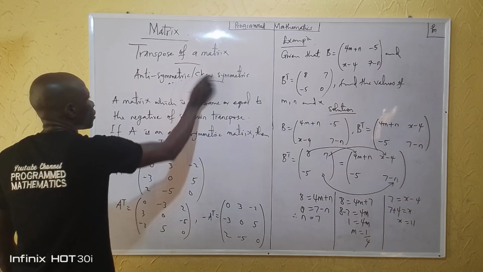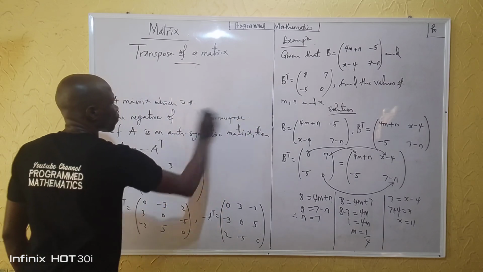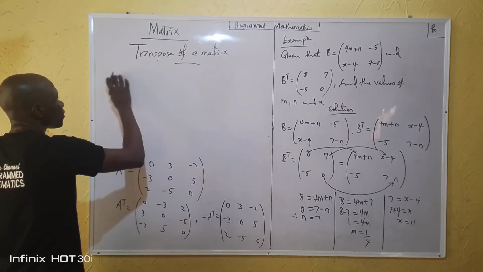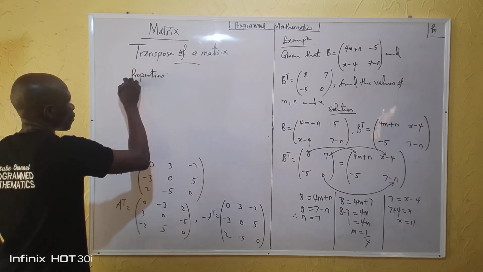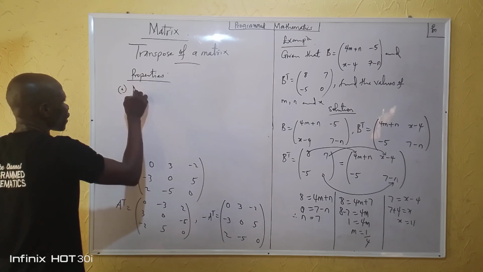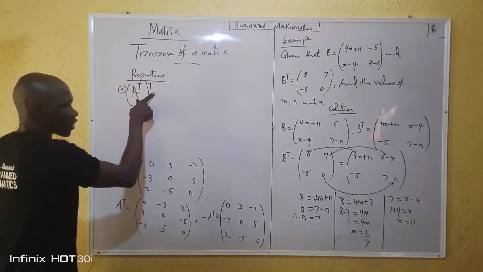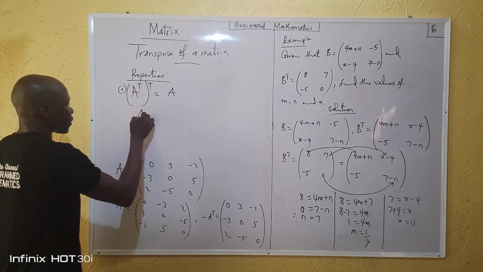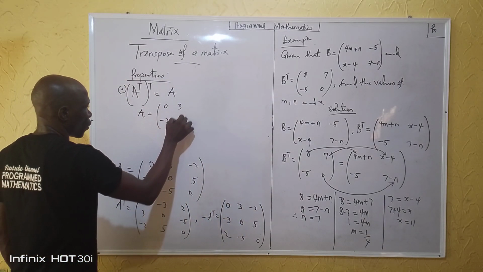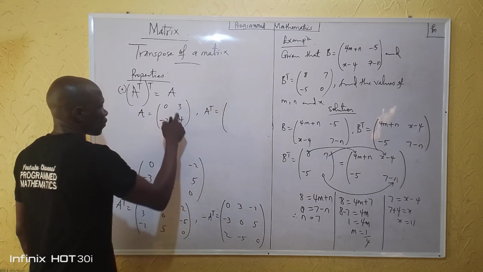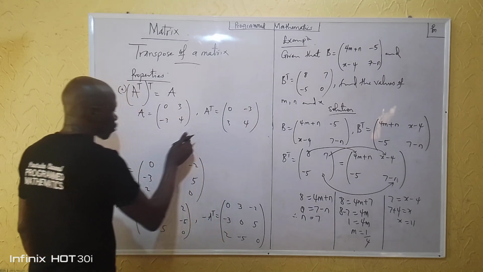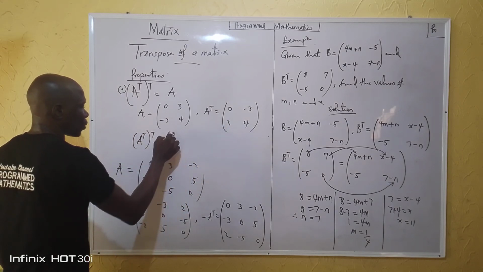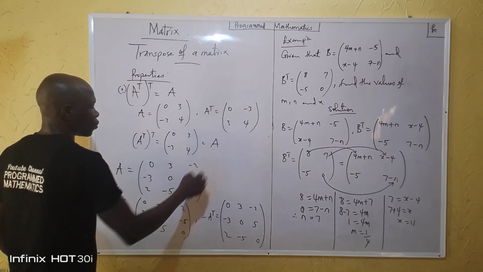Now, before I conclude this topic, look at this. Simple properties of the transpose. Please note this, just some simple properties. The first one is that the transpose of the transpose of A is simply the same as matrix A. If I have matrix A equals 0, 3, minus 3, 4, and I transpose this, I'm going to have 0, minus 3, 3, 4. If I transpose the A transpose again, I will have 0, 3, minus 3, 4. And that is simply equal to matrix A.